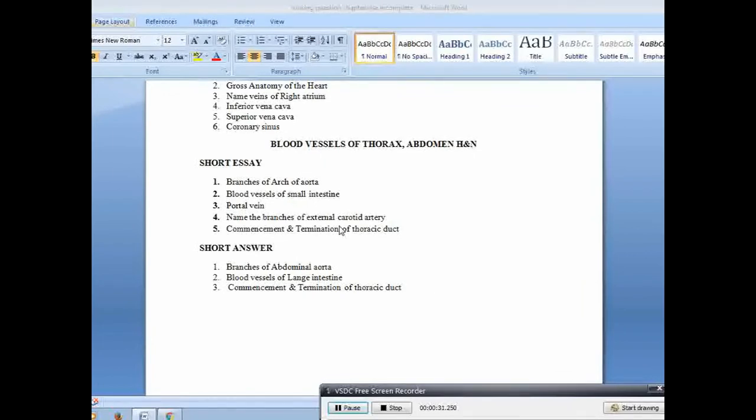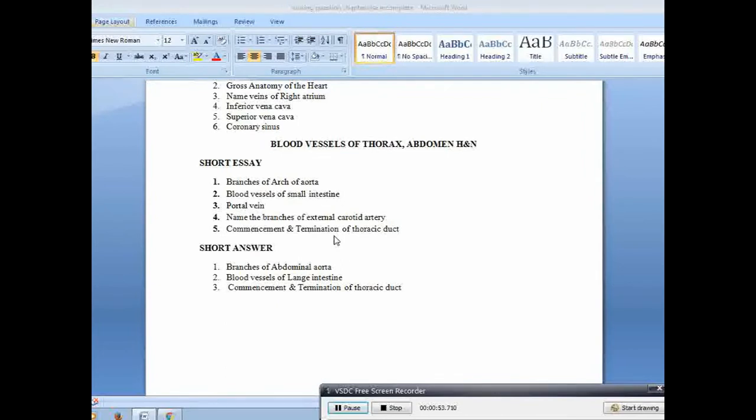Commencement and termination of thoracic duct. So the thoracic duct starts from cisterna chyli. It ascends upwards, piercing the diaphragm. It runs in the posterior aspect of the thoracic wall, then drains into the junction between the left subclavian vein and left internal jugular vein. So you have to mention about all those things in detail.